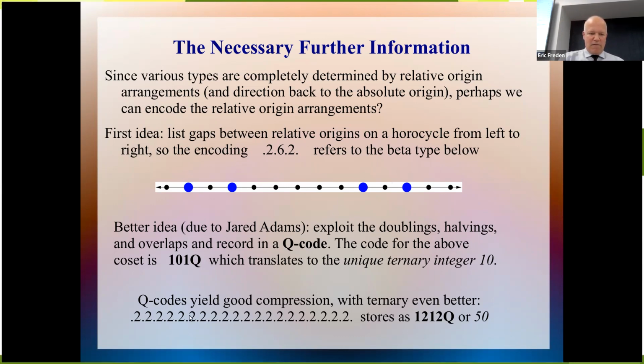So for instance, if this is my... it represents the dots, which represent the origins, relative origins on a horocycle here. There's a whole bunch of them, right? All separated by 2. That's a pretty long data to store. He can do this logarithmic compression scheme. He stores it like that. It becomes a ternary integer.